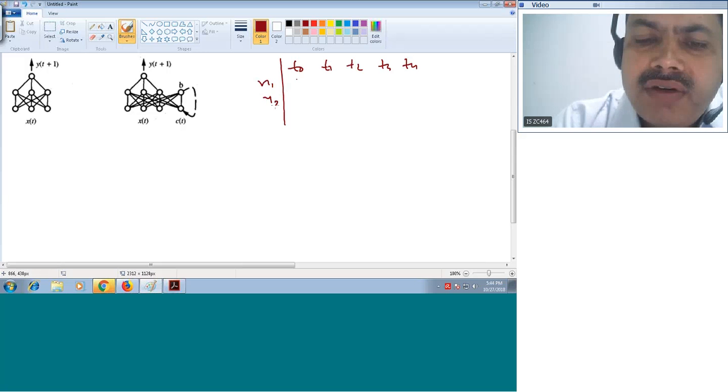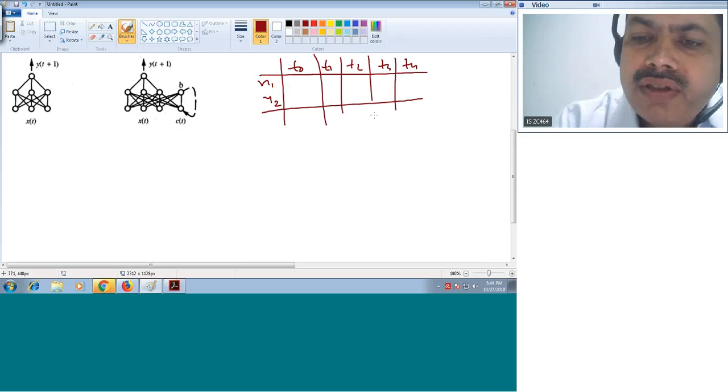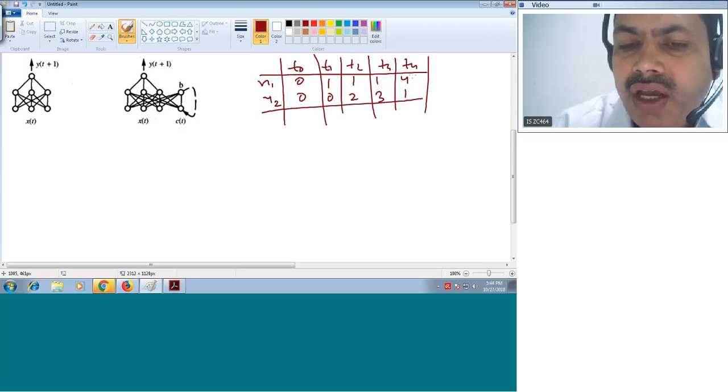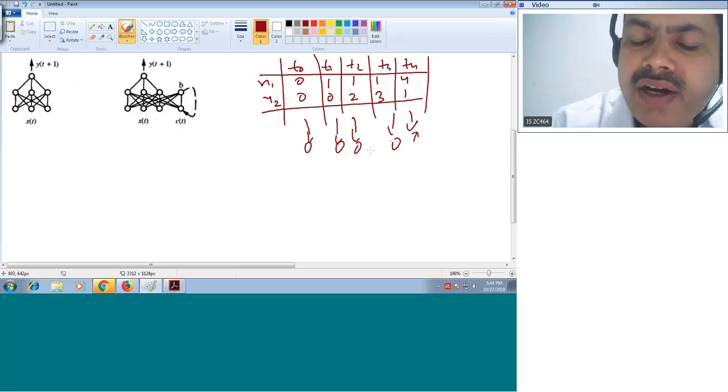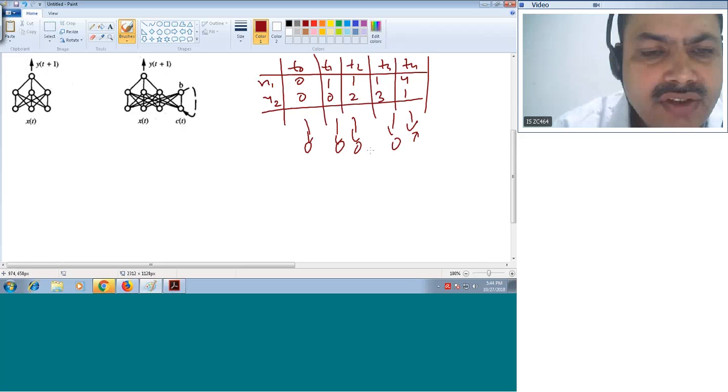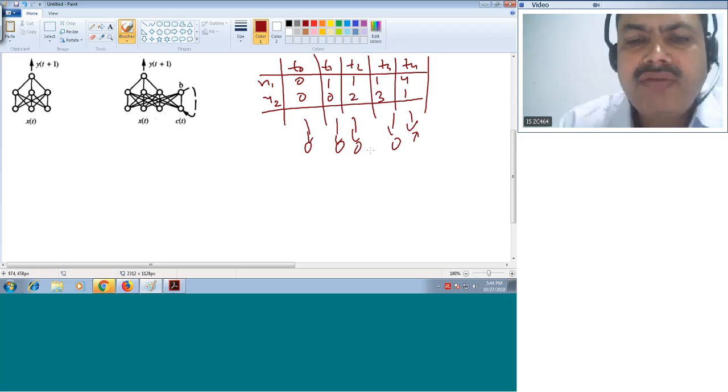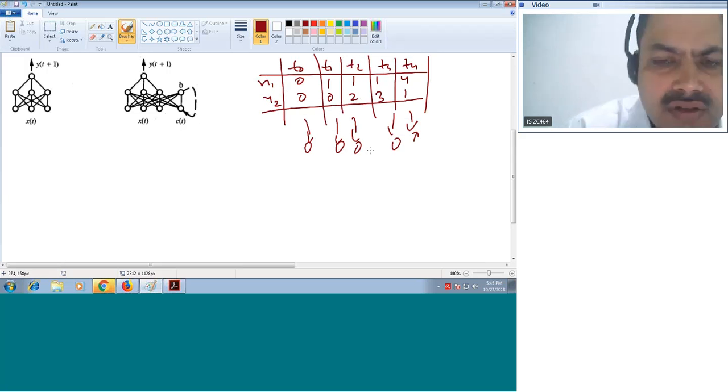Let's assume that x1 and x2, 2 inputs, are there. Initially the input is 0, 0, 1, 0, 1, 2, 1, 3, 4, 1, that kind of data is given to you. In every case you want to see some output, whether you are making profit or loss. In every case you want to find out whether you are making the profit or loss. So okay, let me take it here.